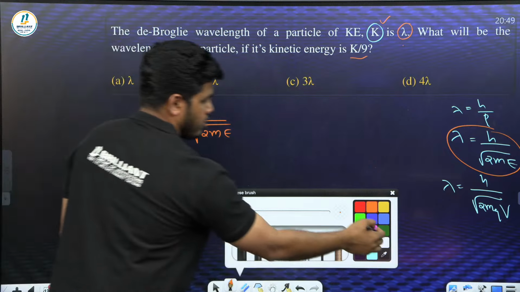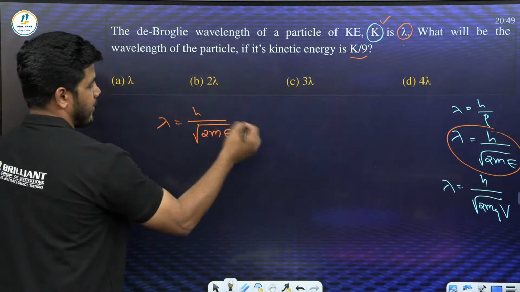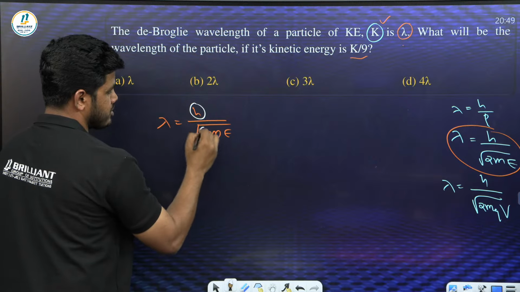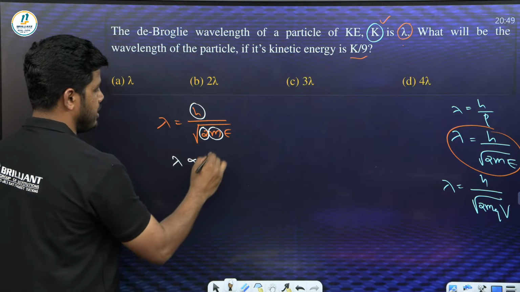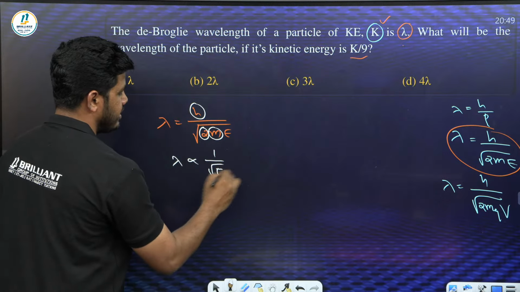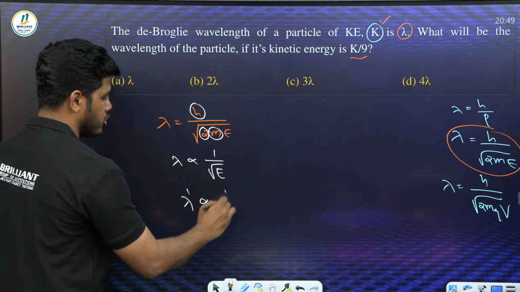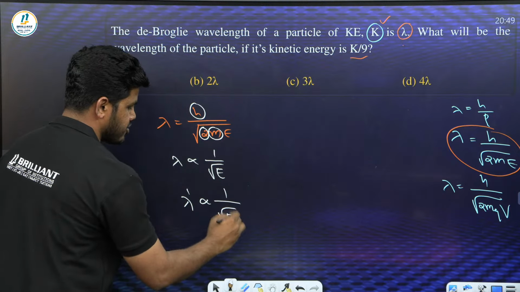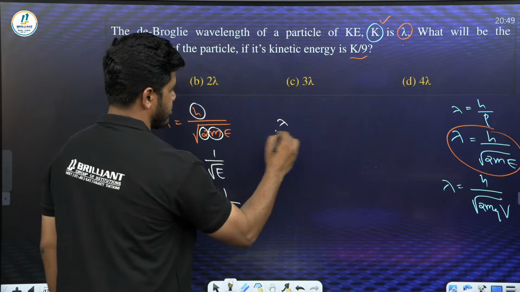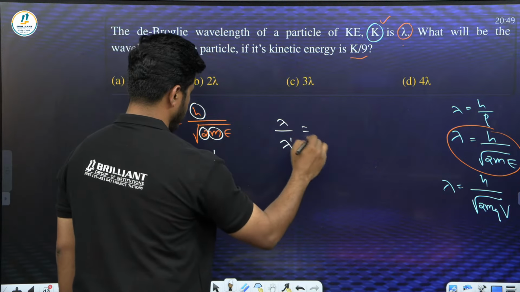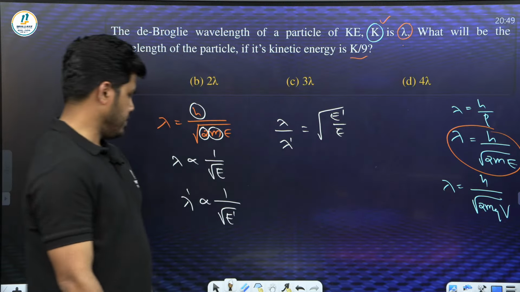See, in these two cases, only what is changed? Kinetic energy is affected, right? So we can say here h is a constant, 2 is a constant, same particle, so its mass remains the same. Lambda is inversely proportional to root of E. Correct? So lambda dash is inversely proportional to the new kinetic energy E dash. Right? So we can take the ratio. Lambda by lambda dash is going to be root of E dash by E.